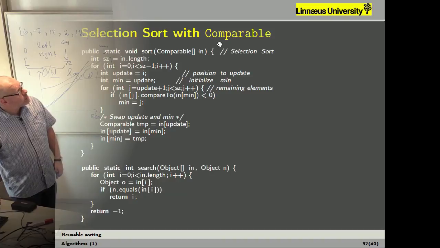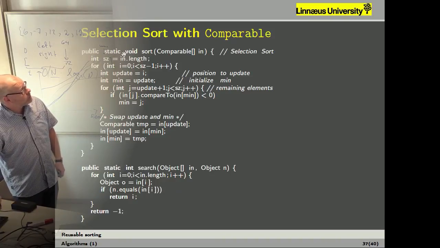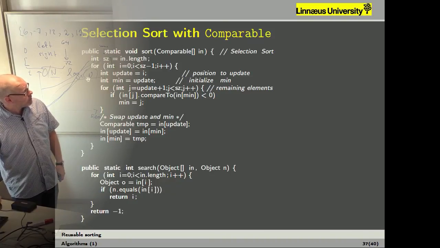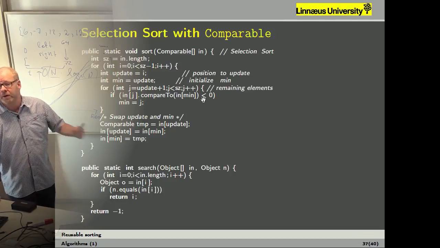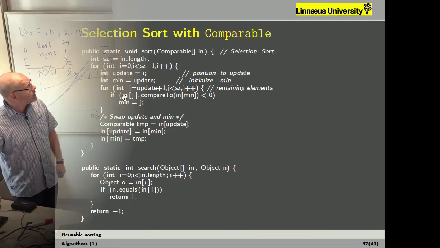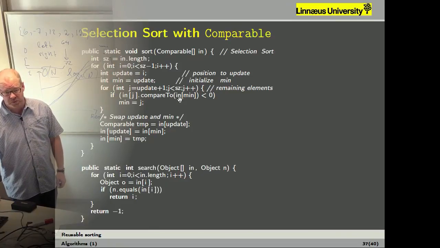This is selection sort with Comparable. It looks very much the same as the earlier one. It is only when I was comparing the size, comparing if one was smaller than the other, that I'm now using the compareTo method here.